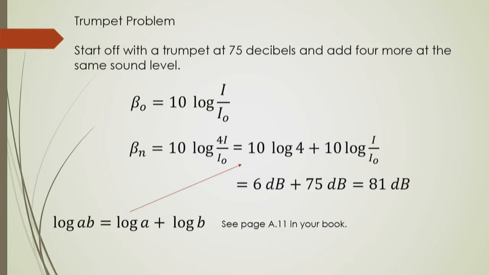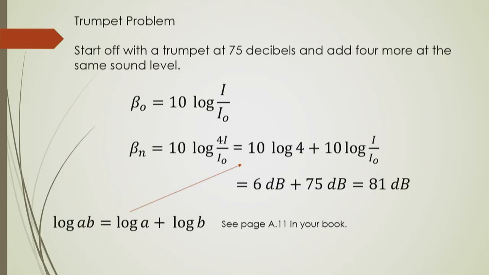So this is the trumpet problem. This is the problem that we talked about here about dealing with your logarithms. So if I have a trumpet that has 75 decibels and we add 4 more at the same level, we're going to look at how that affects the change in sound.